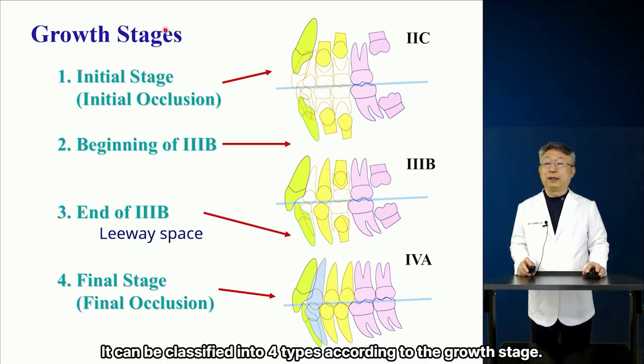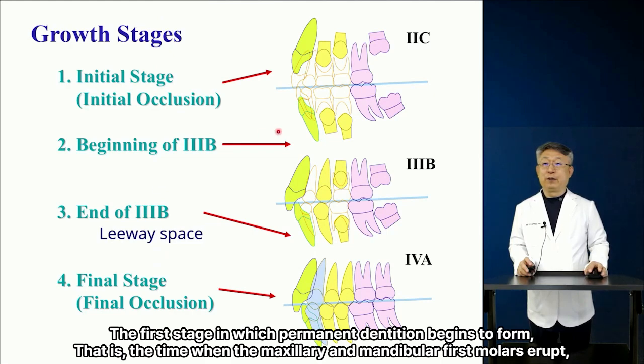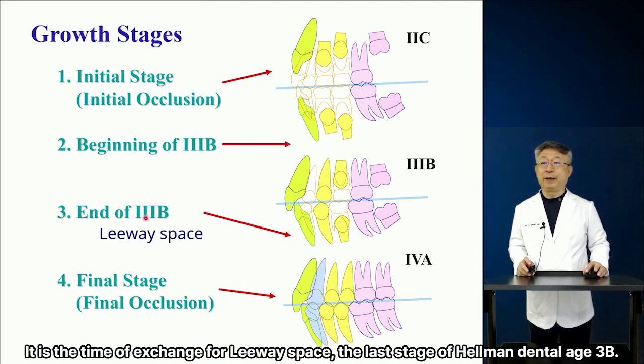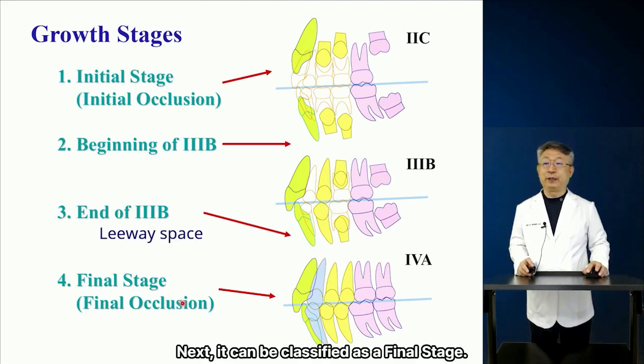It can be classified into 4 types according to the growth stage. The first stage, in which permanent dentition begins to form, is the time when the maxillary and mandibular first molars erupt. The timing of exchange of buccal teeth. It is the time of exchange for leeway space, the last stage of Hellman dental age 3. Next, it can be classified as a final stage.